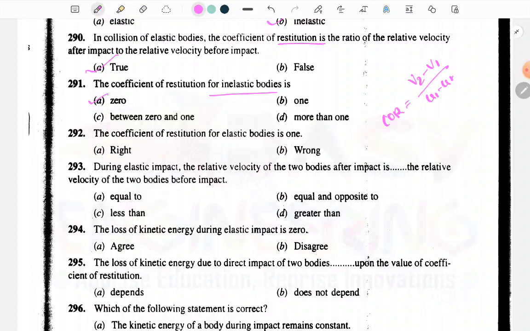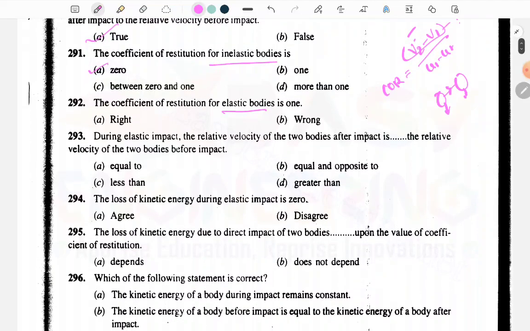So what will be there? Coefficient of restitution for inelastic bodies. Inelastic bodies, what will be there? Here some sphere is there, here one more sphere is there. When it is hitting this one, what will happen? They won't change any momentum. Both bodies will be in the rest condition, so the velocity is 0. They won't rebound and they won't move far away. So here this is 0. The coefficient of restitution for the elastic bodies is 1. Yes, it's 1.